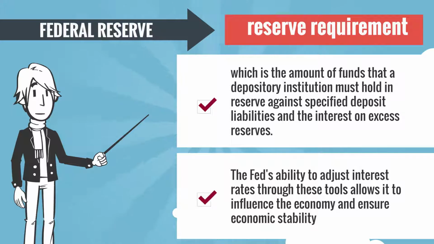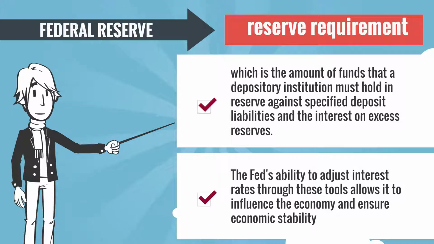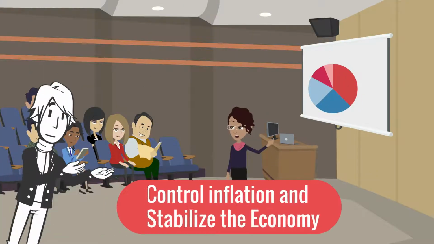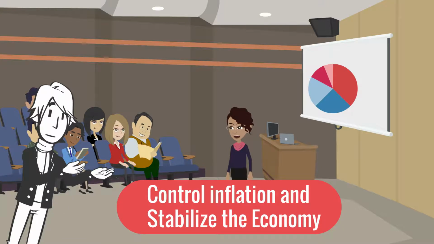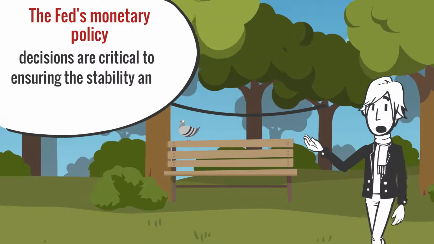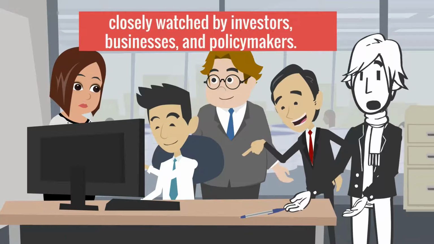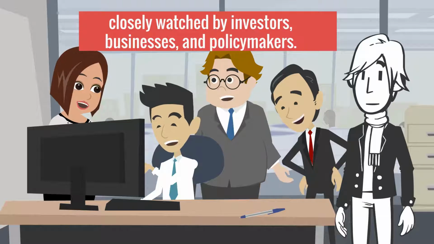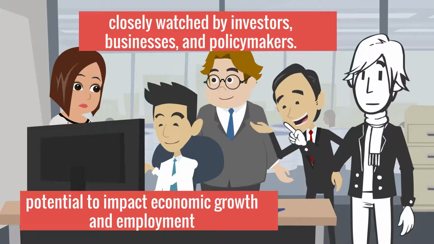The Fed's ability to adjust interest rates through these tools allows it to influence the economy and ensure economic stability. The Fed must carefully balance the need to control inflation and stabilize the economy with the need to promote growth and employment. The Fed's monetary policy decisions are critical to ensuring the stability and health of the economy, and they are closely watched by investors, businesses, and policymakers. Additionally, raising interest rates also has the potential to impact economic growth and employment.